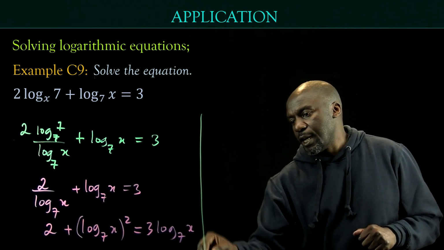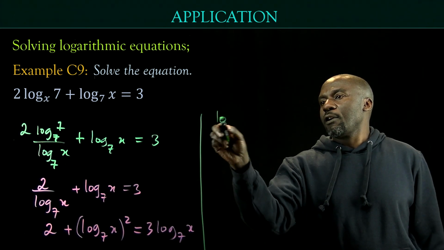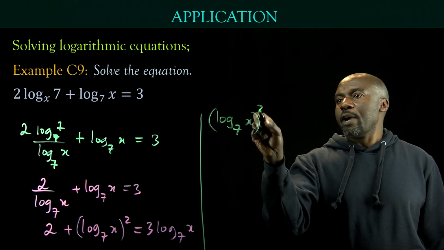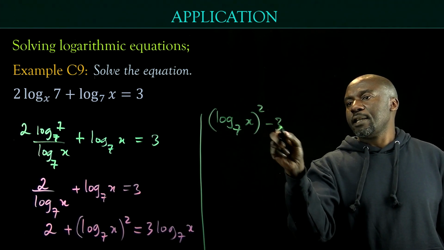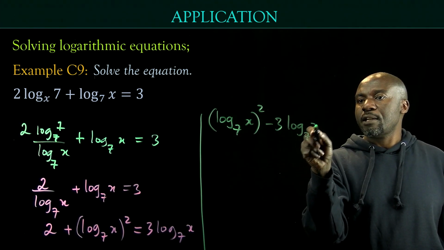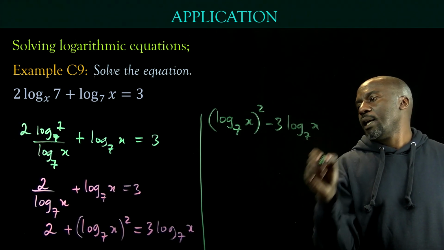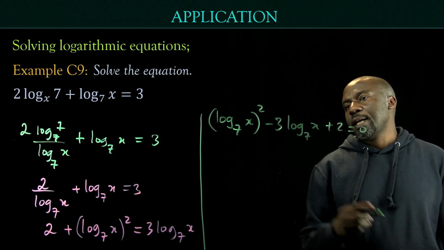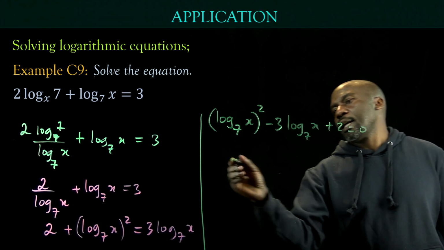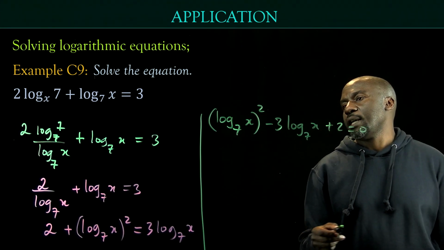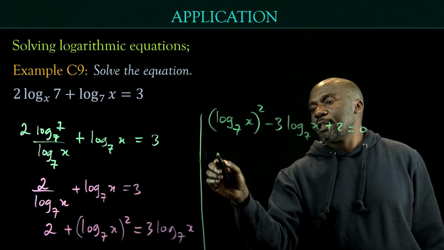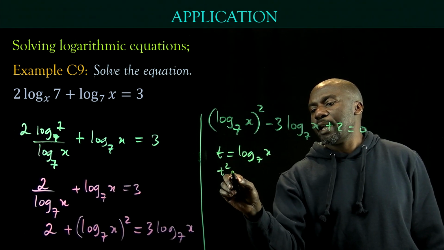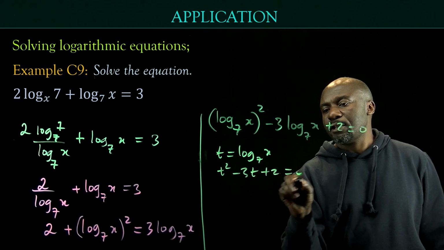Move everything to one side, and I have log base 7 of x squared minus 3 log base 7 of x, not writing well, plus 2 equals 0. Okay, so thinking of this as a quadratic, let t be log base 7 of x. Then we are saying t squared minus 3t plus 2 is 0.